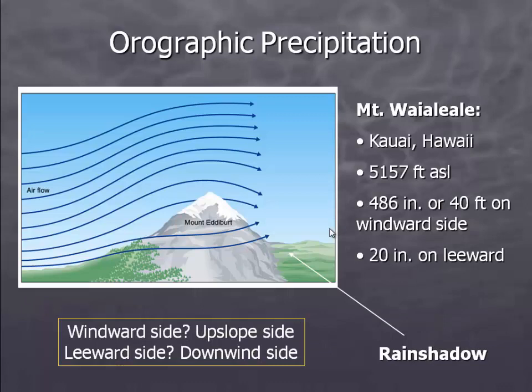Here's a really great example of the rain shadow effect in Mount Waialeale in Hawaii. So this is Mount Edinburgh, but it goes really well for the idea of Mount Waialeale. Take a look at Mount Waialeale. It is situated on the island of Kauai in Hawaii. It's only about 5,000 feet above sea level, but you have a lot of moisture because you're surrounded by the Pacific Ocean. They get about 40 feet of rainfall on the windward side of the mountain. So where the airflow is being forced up, lots of trees, lots of vegetation, 40 feet of precipitation on the windward side. On the leeward side, they only get about 20 inches every year.